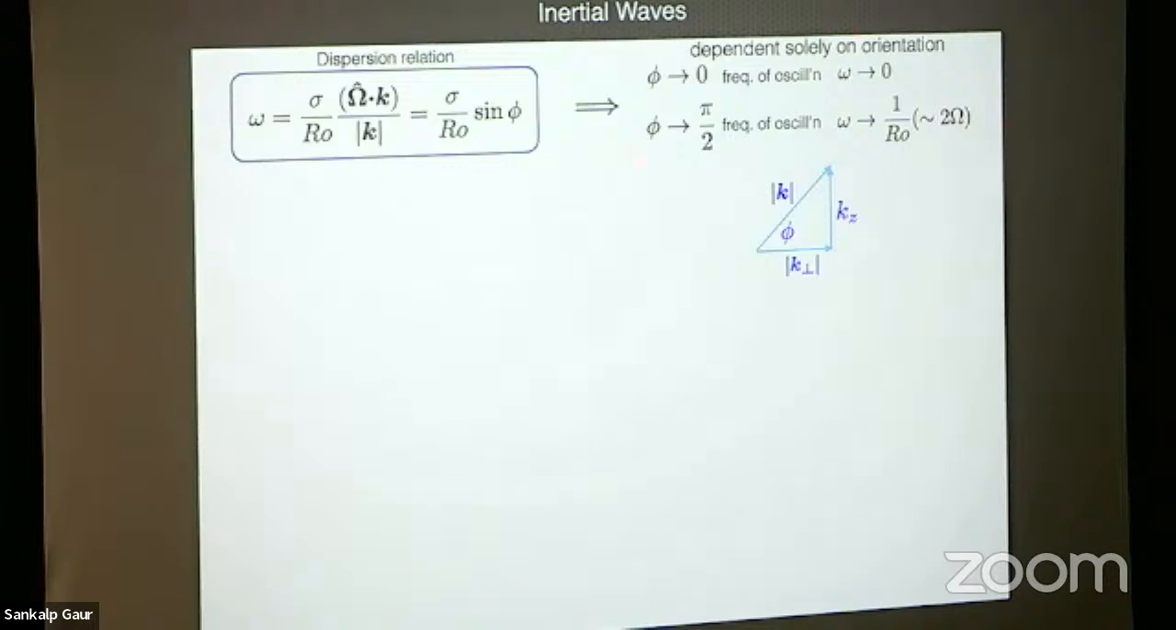Whereas if we have pi over 2, 90 degrees, these are phase fronts that are moving perpendicular to the rotation axis, and that means the waves are moving up and down. Those are traveling at the inertial frequency. So waves are going up, traveling at the inertial frequency. As you go down, they in fact slow down.